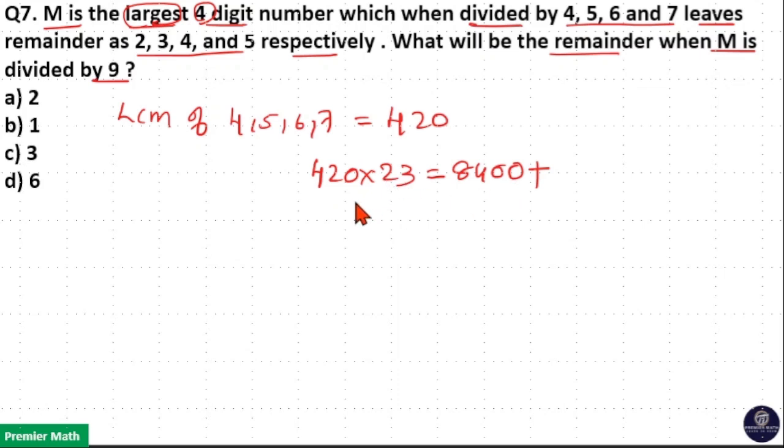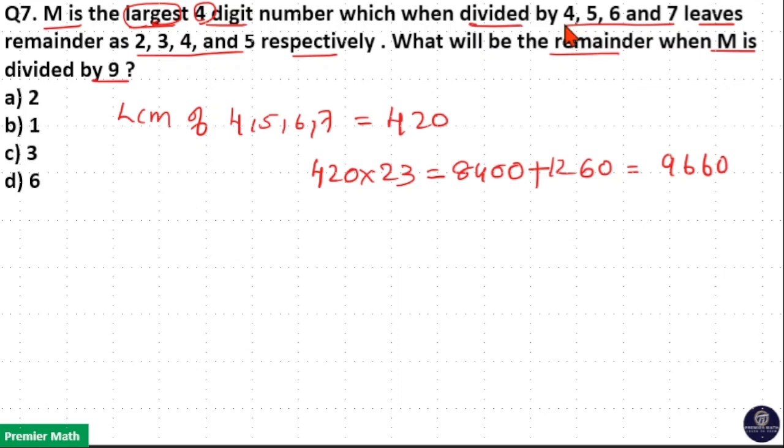420 into 20 is 8400. 420 into 3: 3 into 2 is 6, 3 into 4 is 12, so 1260. So, 8400 plus 1260 is equal to 9660. If I add 420 again, you can see this will be greater than 10,000. So, that is not possible. We need a 4-digit number. Now, this is the closest number which is divisible by 4, 5, 6 and 7.